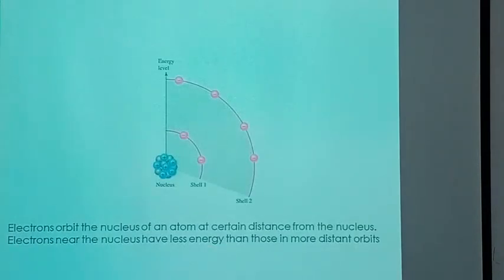So electrons orbit the nucleus of an atom at a certain distance from the nucleus. Here the electrons are revolving around the atom. Electrons near the nucleus have less energy. These electrons have less energy, and these electrons have more energy than these electrons. So electrons near the nucleus have less energy than those in more distant orbits.